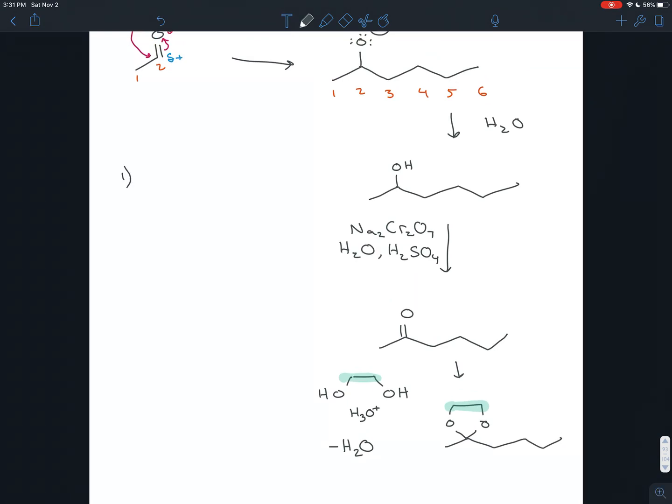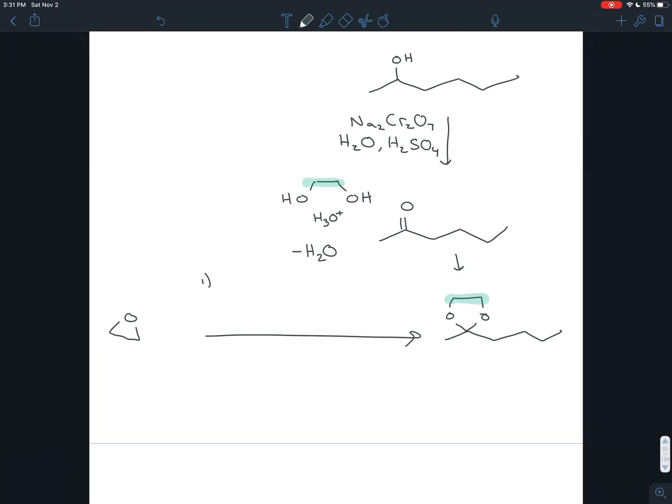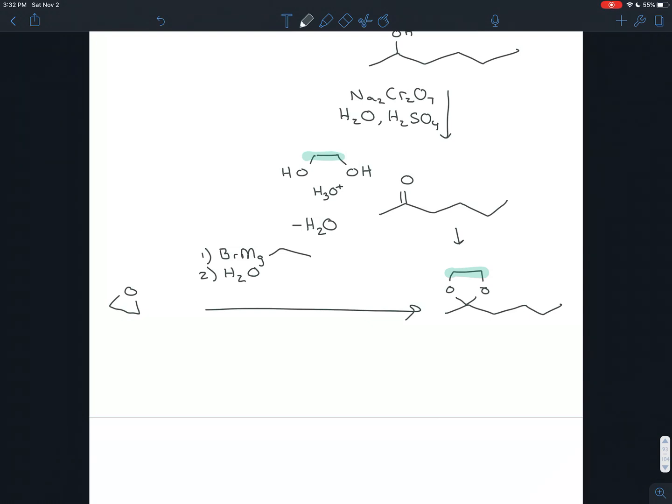So overall, what we did is we started with that epoxide. Let me actually move this down here. So we were trying to make this acetal. So we started with our epoxide. The first thing we did was to react it with ethyl magnesium bromide. That gave us our 4-carbon chain. We treated it with water to stabilize the oxygen. We replaced the OH, alcohol, with a bromine by adding PBr3.